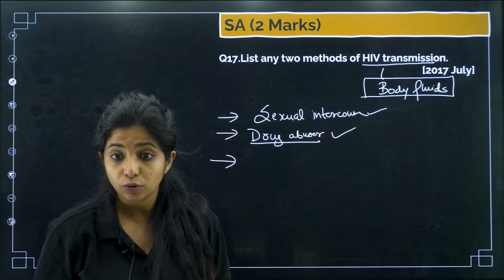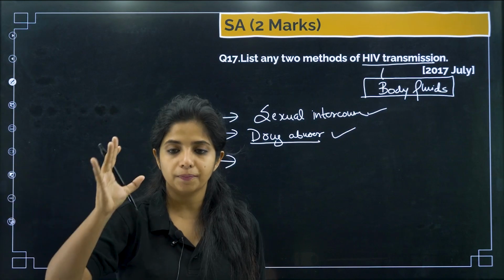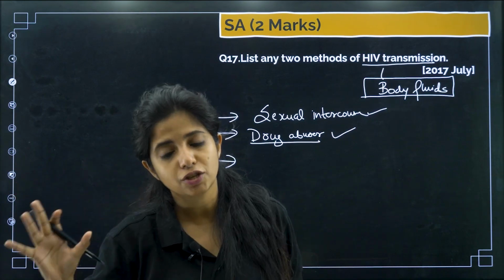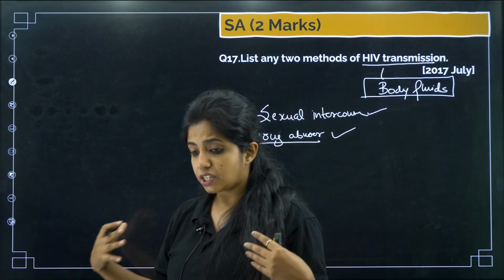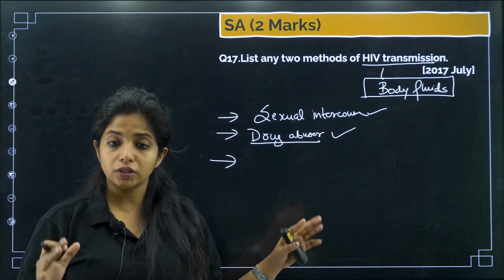Blood transfusion, unchecked blood transfusion. For example, a patient gave blood, but that patient did not know that they have HIV, because AIDS is not something that will show you the symptoms very soon. It is a very slow process that the symptoms develop.